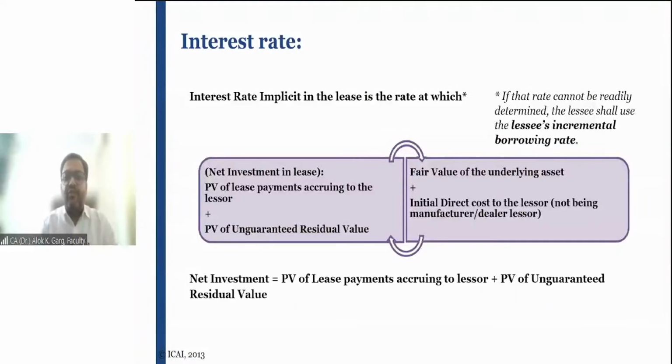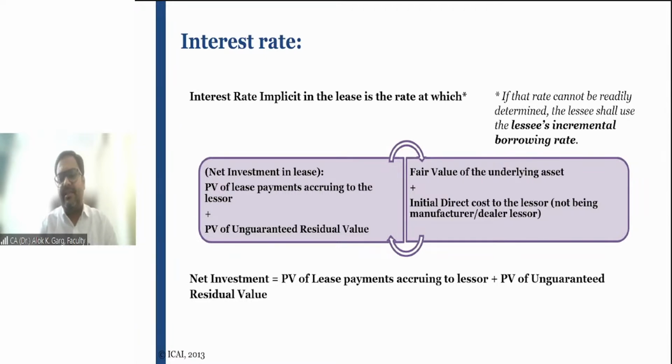Friends, so far you have fairly understood that in Ind AS 116, you have to recognize right of use asset on the basis of present value of future lease rental. Now, what is this present value? This present value means discounted value of future lease rental, future cash flow. Now, what is this discounted value? It comes by the discount rate. What is the discount rate? Discount rate is nothing, it's the interest rate.